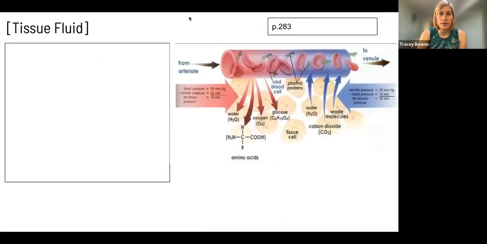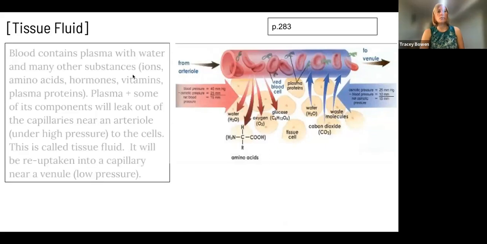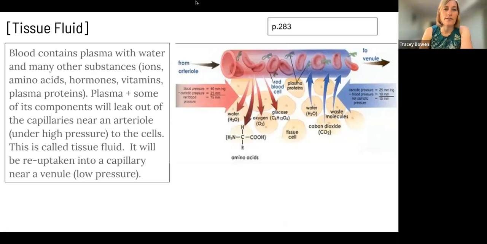So tissue fluid, we talked about a little bit in the last video, but we're going to link it more to the lymphatic system in this video. Blood contains plasma with water and many other substances like ions, amino acids, hormones, vitamins, plasma proteins. Plasma and some of its components are going to leak out of the capillaries near an arteriole under high pressure to the cells, and this is called tissue fluid.